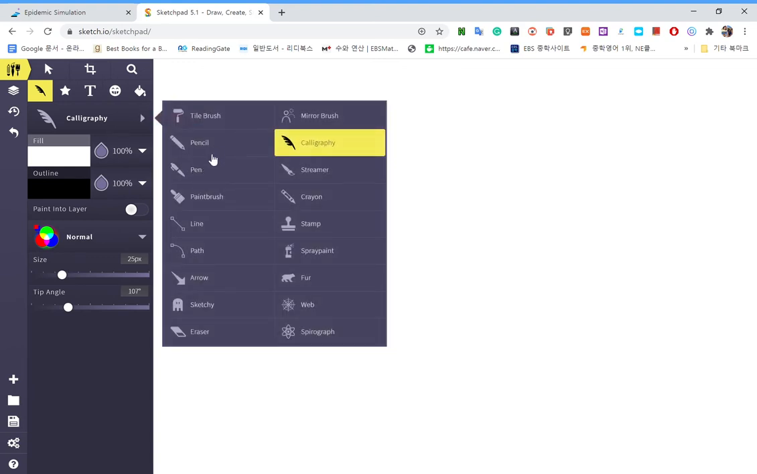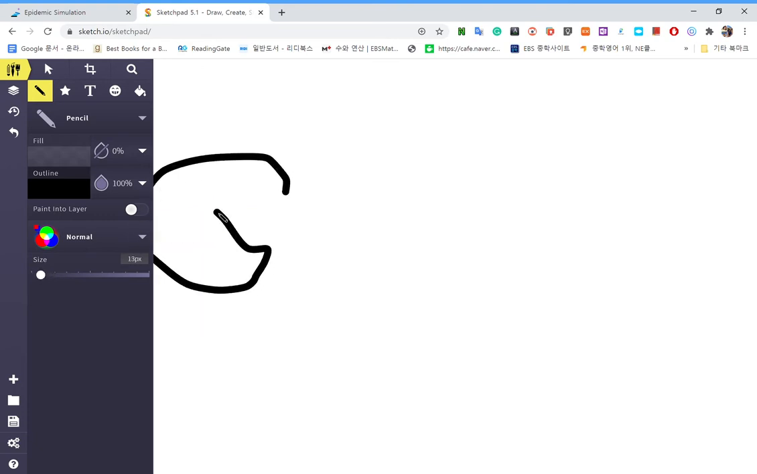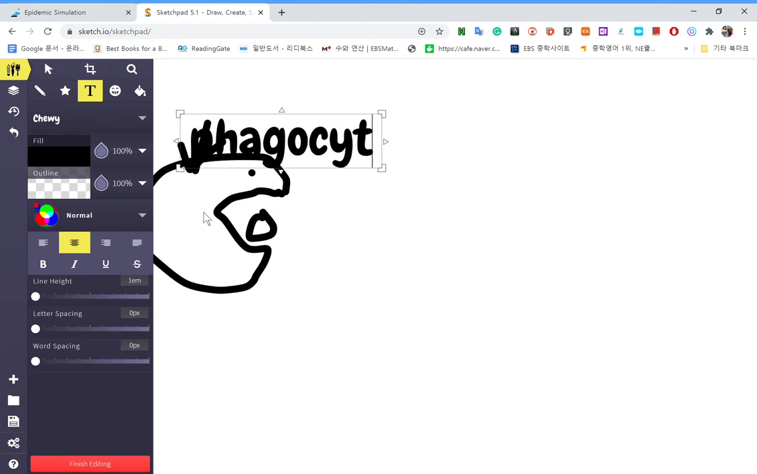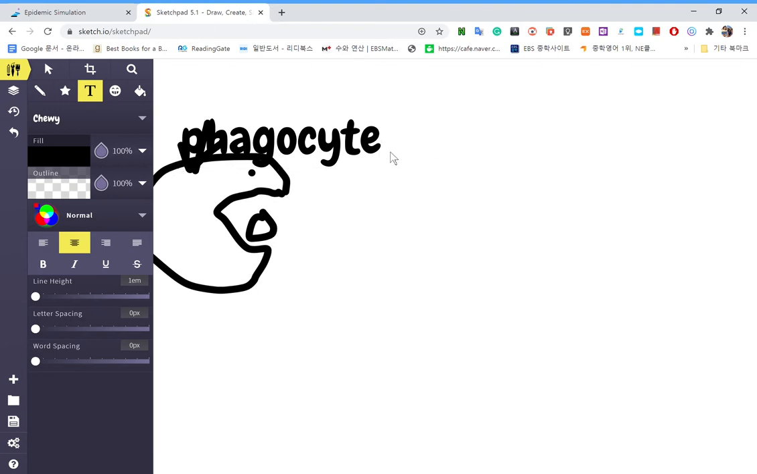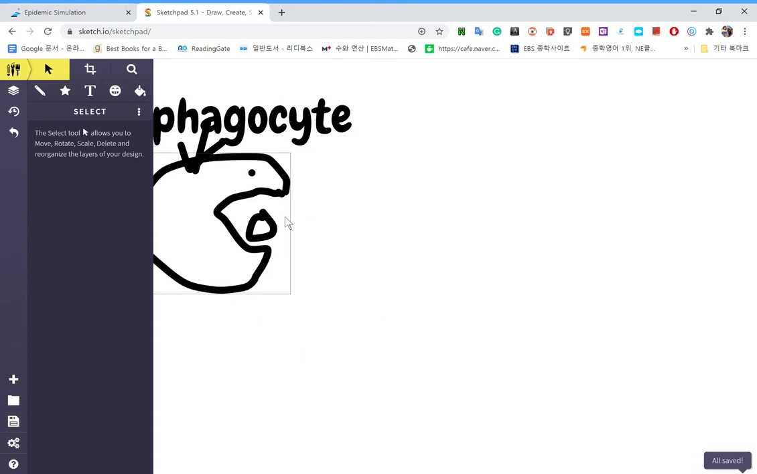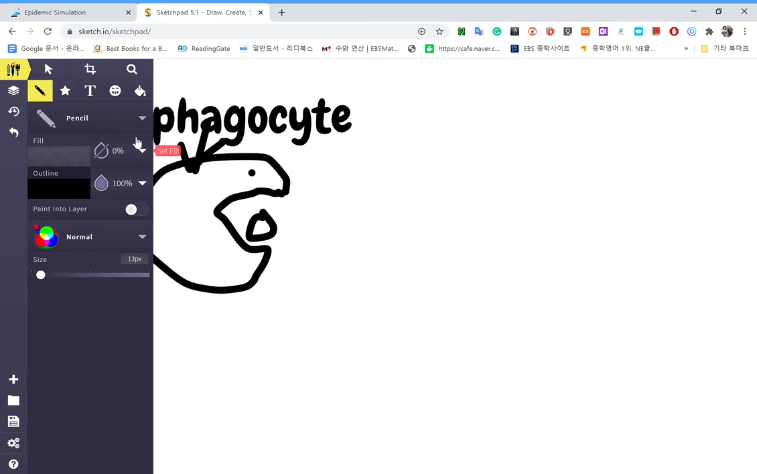So, there are phagocytes and lymphocytes. Phagocytes are the Pac-Mans, if you're asking me. Let's say this is a germ, and this is a phagocyte trying to eat a germ. That is a germ. But let's go into the real stuff.